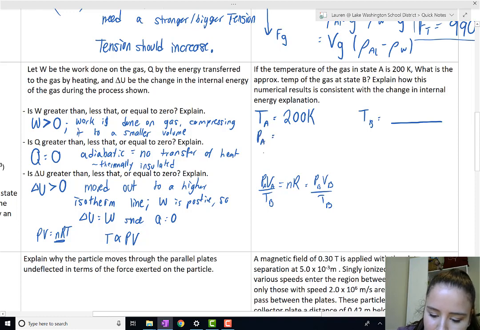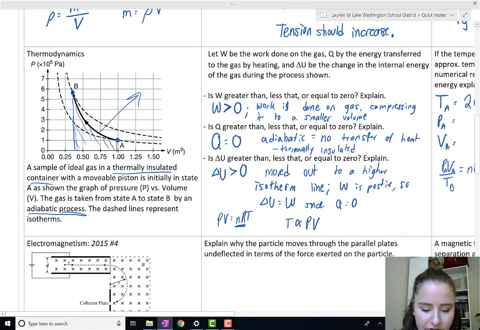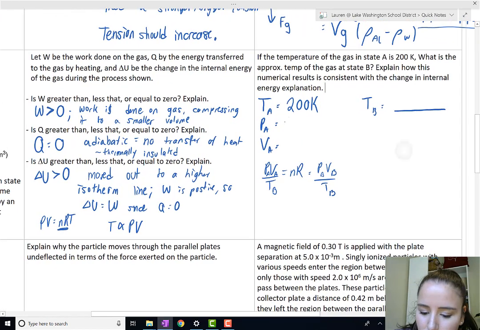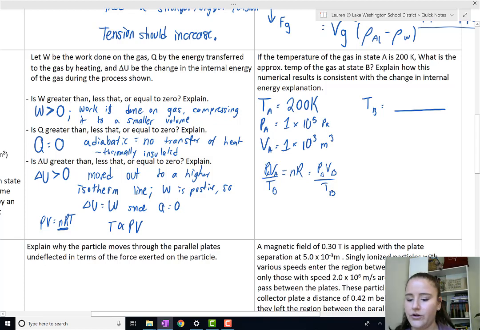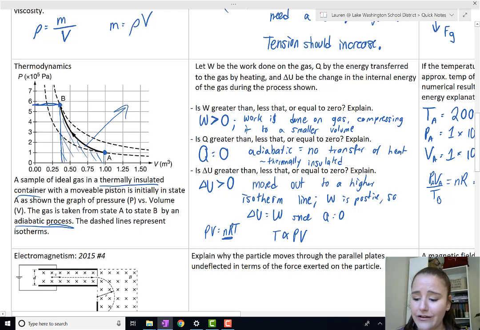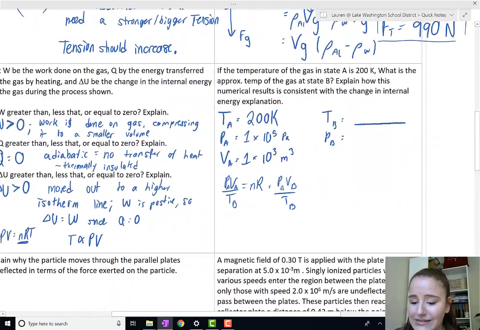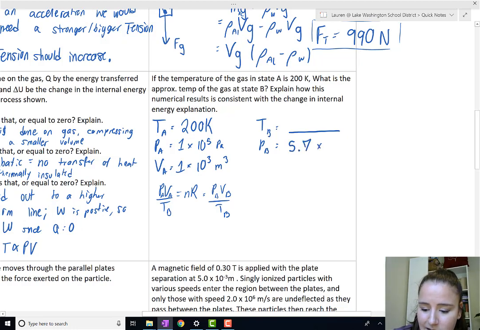The pressure at point A is 1 times 10 to the 5th pascals, and the volume is 1 times 10 to the 3rd meters cubed. All of our units check out. Let's look at the pressure at state B. It looks like it's a little bit closer to 6 than it is to 5. It says approximate, so let's say 5.7 times 10 to the 5th pascals.